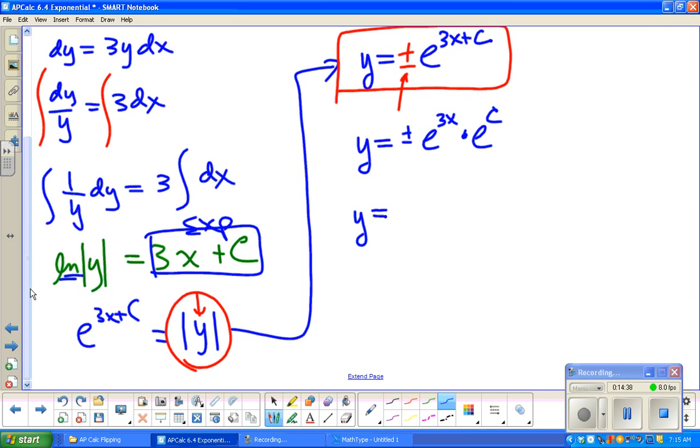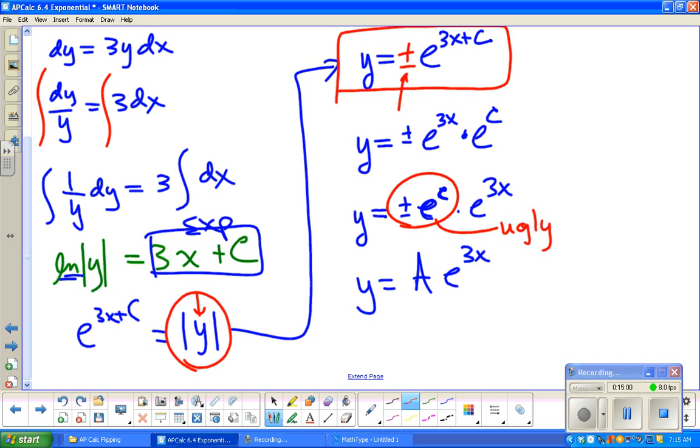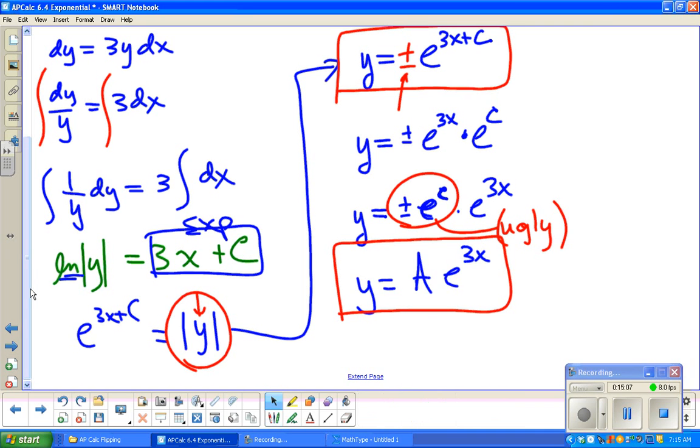So this is now going to be e to the c times e to the 3x. Okay, what's that a? It's just another constant, because this is ugly. No offense. So this is typically how you'll see this left. Well, what about the plus or minus? Well, it's in the A, because it's not going to be both. So it's either positive or it's going to be negative.